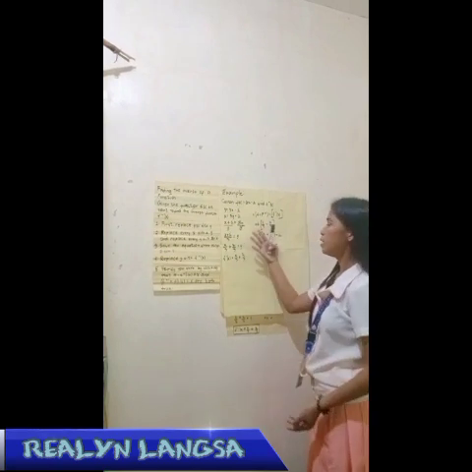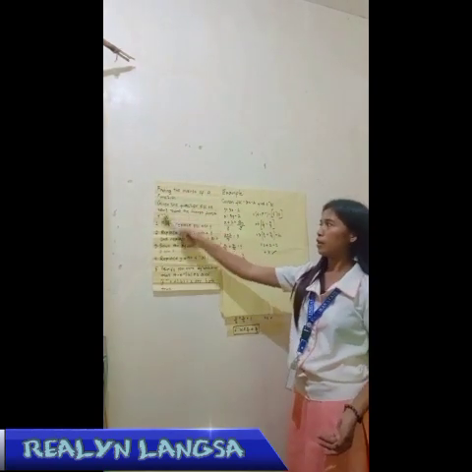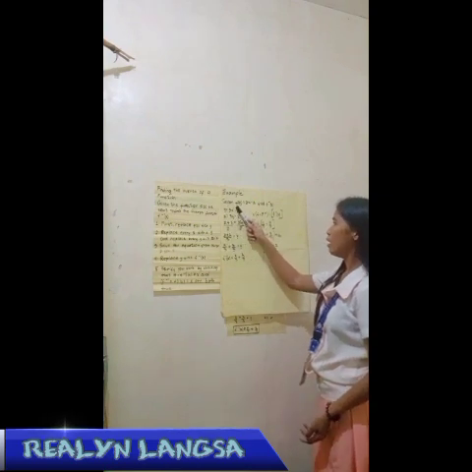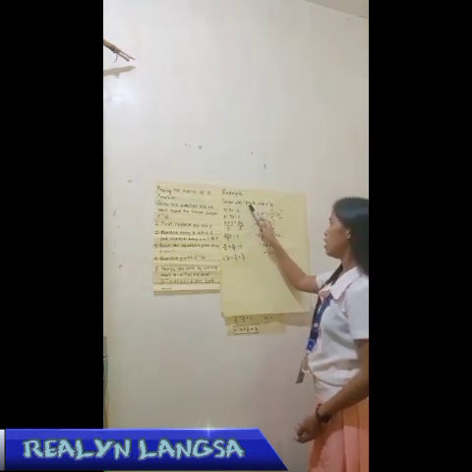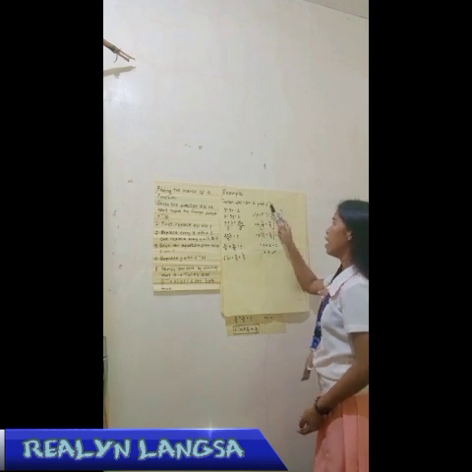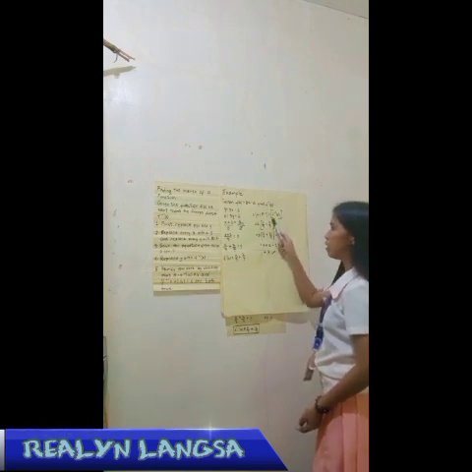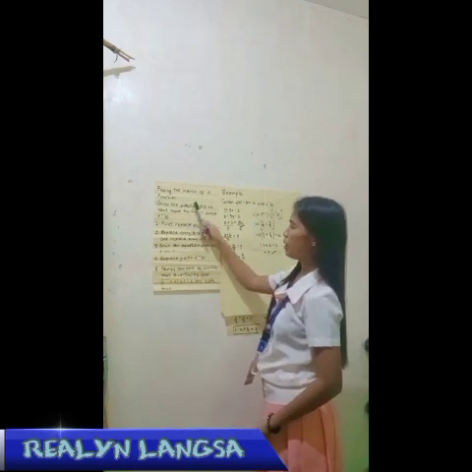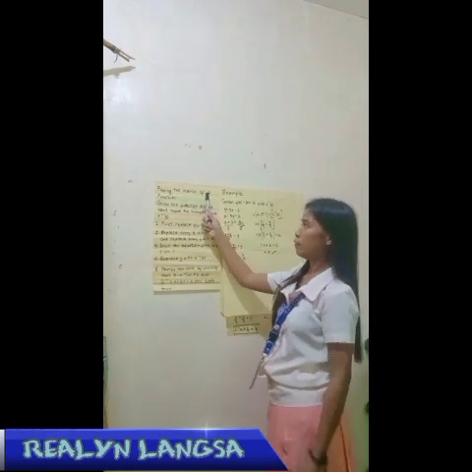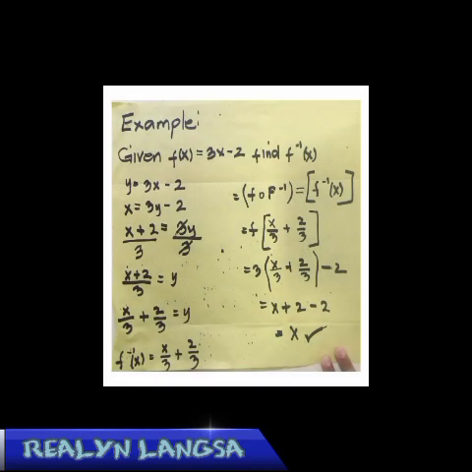So here is our example in finding the inverse of a function. We have the given f of x equals 3x minus 2. Find the f raised to negative 1 of x. So in finding this, we must follow the 5 steps in finding the inverse of a function. First, let's get started: replace f of x with y. Then we will have y equals 3x minus 2. The next, replace all x's with y and all y's with x. So we will have x equals 3y minus 2.